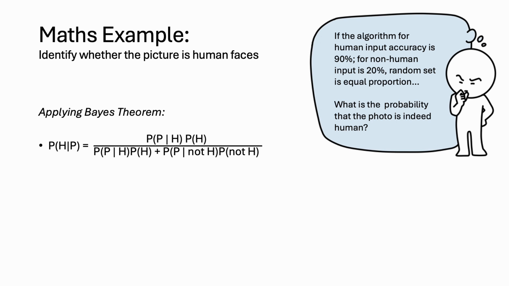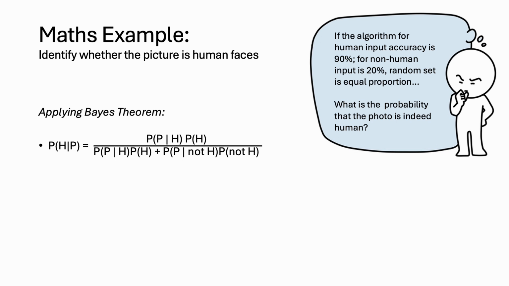We have two events here. Let H represent the event that the photo is human, and let P represent the event that the algorithm identified the input as human. We want to find the probability of H given P: the probability that the photo is human, given that the algorithm identifies it as human. To do this, we apply Bayes' theorem.